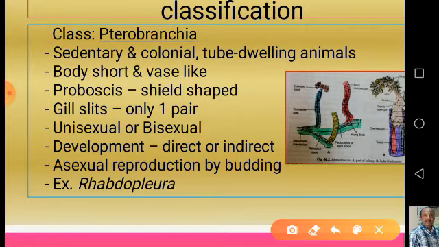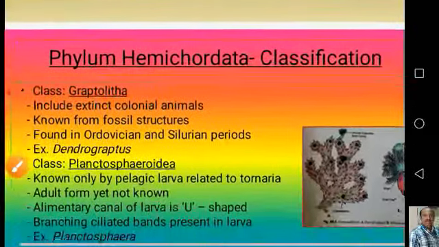Then development is direct or indirect. In some animals the development is direct without any larval stage, and in some indirect development with a larval stage can be seen. And one more very important feature is that the Pterobranchians also undergo asexual reproduction by budding. Generally animals undergo asexual reproduction whenever sexual reproduction is not possible. So they produce offspring by budding also. The best example is Rhabdopleura.